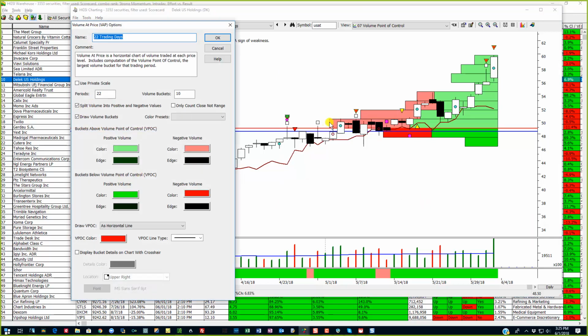This is a 1 month volume point of control. You can see right in here that most of the activity was right here before the stock took off again. This is a consolidation area. And the brown line represents the volume point of control as a graph. This is the horizontal line.